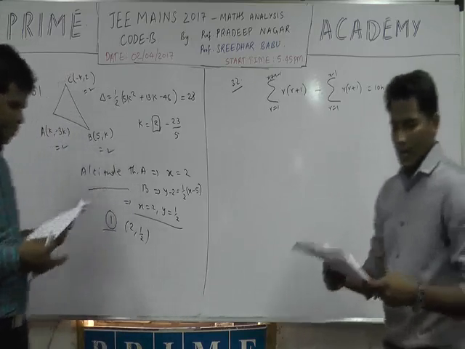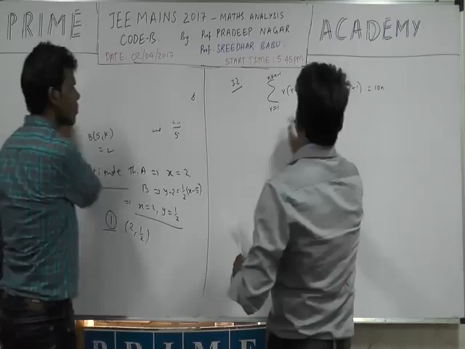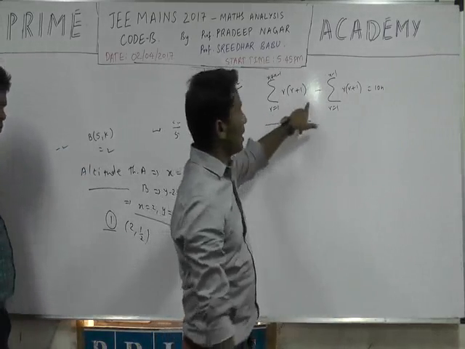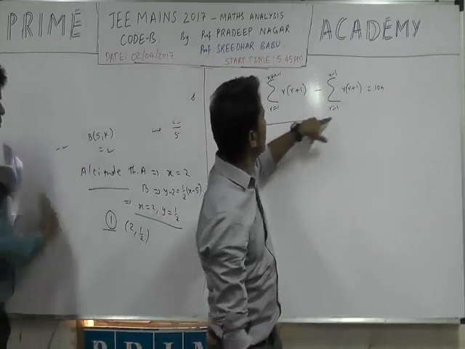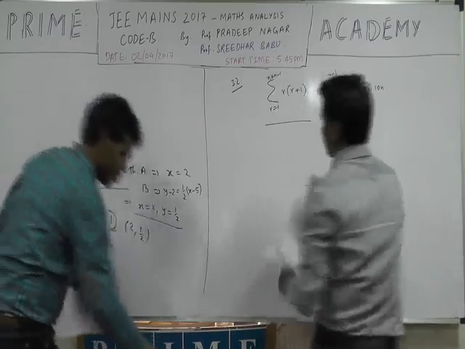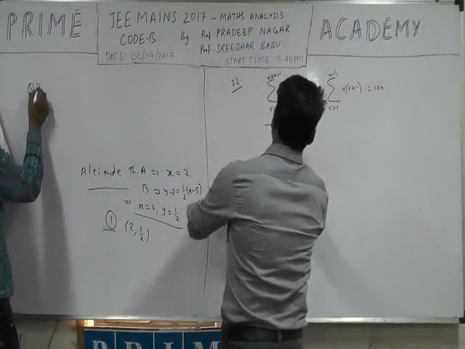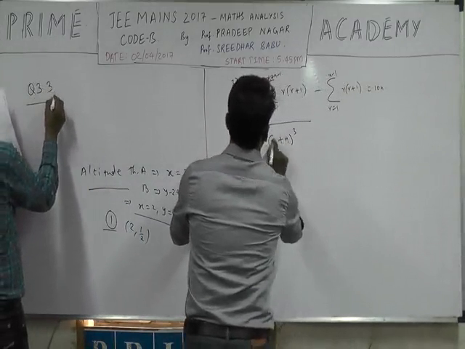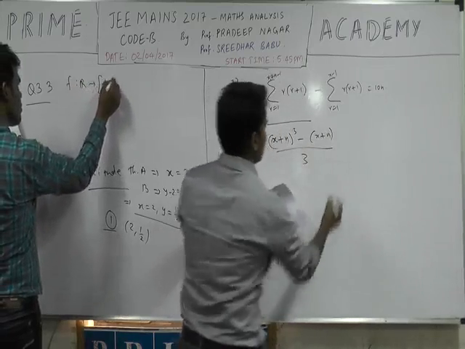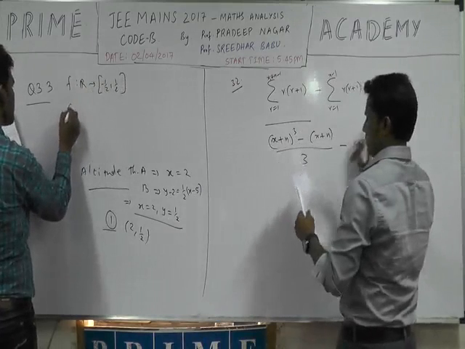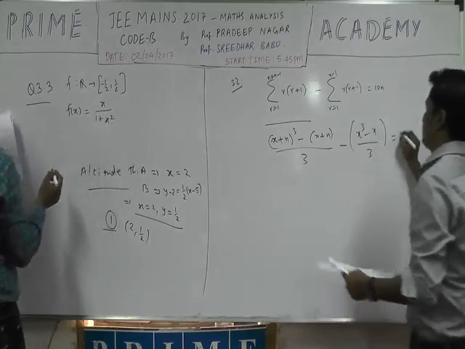Next, coming to question number 32. The given sequence can be reduced to this form: sigma r into (r plus 1) going from 1 to x plus n minus 1, minus sigma r into (r plus 1) going from 1 to x minus 1. Now when we find the sum of these two series separately, we will be getting (x plus n) whole cube minus (x plus n) by 3, minus (x cube minus x) by 3, equal to 10n.